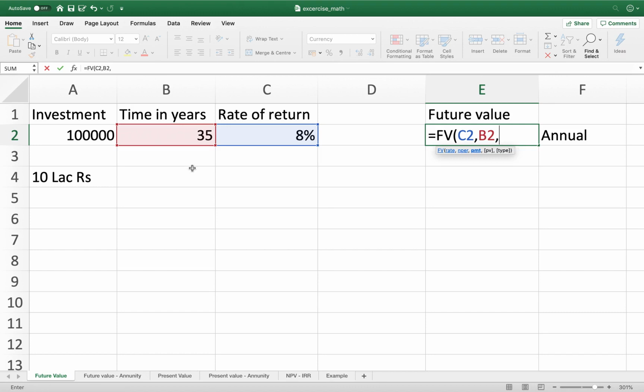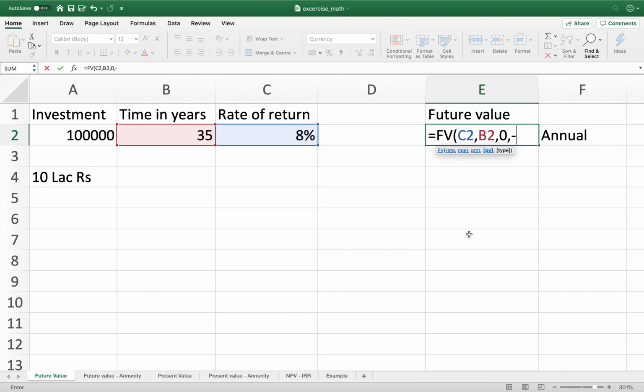Then it is showing you that you have to enter PMT. PMT is called payment. So payment is something which you do at regular intervals. In this case, we are not making any payment. It is just a one-time payment, which is 1 lakh rupees. And this is the present value. So the present value of my fund is 1 lakh rupees. I'm going to give 1 lakh rupees, so it has to be a negative value.